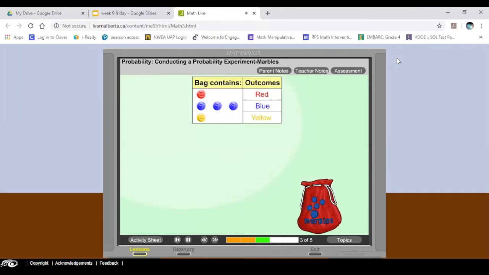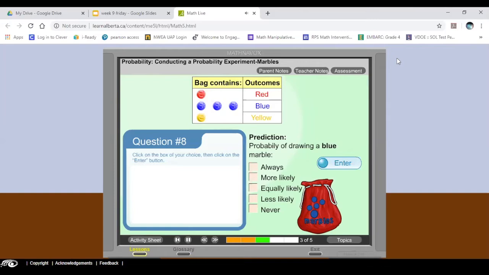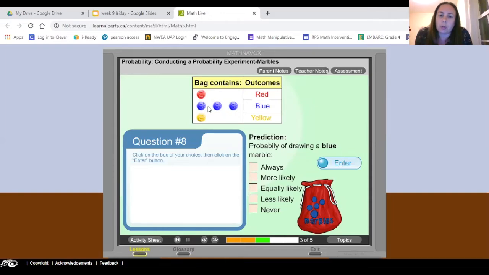Let's predict the probability of drawing a blue marble. Click on the box of your choice, then click on the Enter button. All right, so let's see. There's 1 red, there's 3 blue, and there's 1 yellow. So there are more blue than any other color. So I would say it is more likely to draw a blue marble.